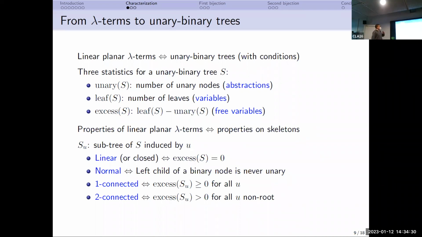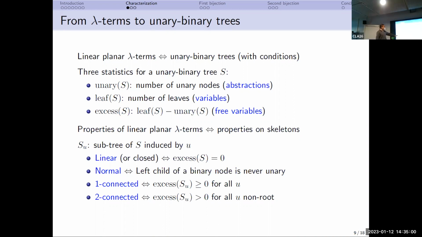And now we're going to describe the conditions we'll need for the unary binary trees to be linear planar terms with plenty of properties. So I'll use a little bit of new notation. That is, for a node U in the unary binary tree S, I'll denote by S_U the subtree induced on this node.